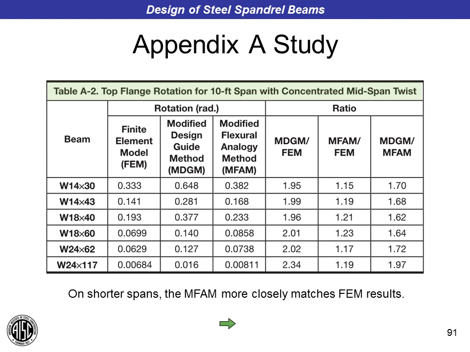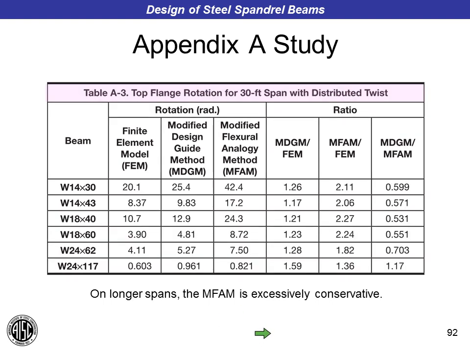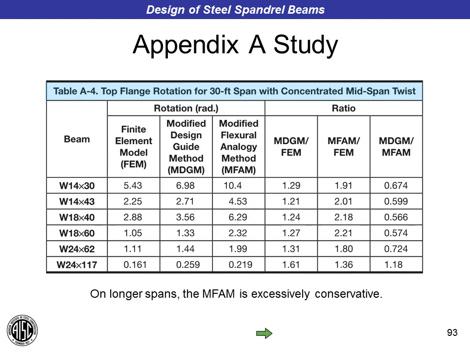method. When we look at longer spans, however, on the order of 30 feet, we find, generally speaking, that the reverse holds true. The Modified Design Guide 9 method produces results that are closer to the finite element analysis method. And that's true whether you have a distributed twist, as you see here, or whether you have a concentrated twist at midspan. Again, for longer spans, the Modified Design Guide 9 method generally produces results that are closer to the finite element analysis.